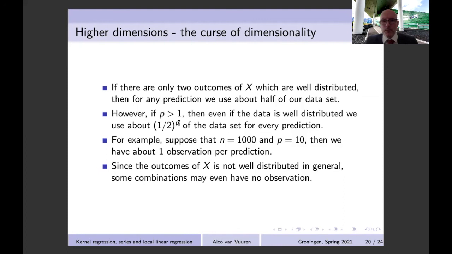Well, that would mean, of course, that the percentage that we're going to use is simply going to be equal to half to the power p. Well, that, for example, would imply that if we have 1,000 observations and p is equal to 10, then every prediction that we're going to make is only based on a maximum of one observation. That is, of course, not that much.